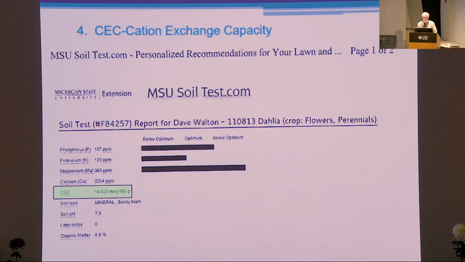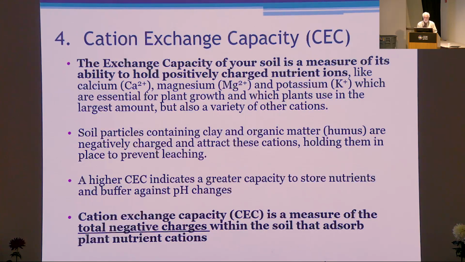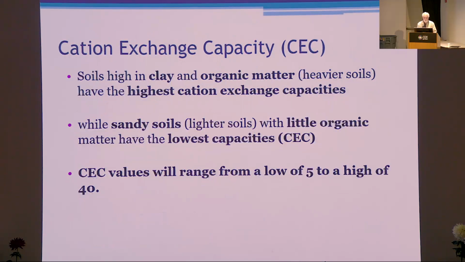Cation exchange capacity. Again, it gives you a number, measured in this strange unit, but remember, it's just measuring the total number of negative ions in your soil. So it's a measure of your ability to hold nutrients, the total negative charges in your soil. Clay and organic matter have the highest cation exchange capacity. Sandy soils have the lowest. Typically, the numbers are going to vary from 5 to 40.